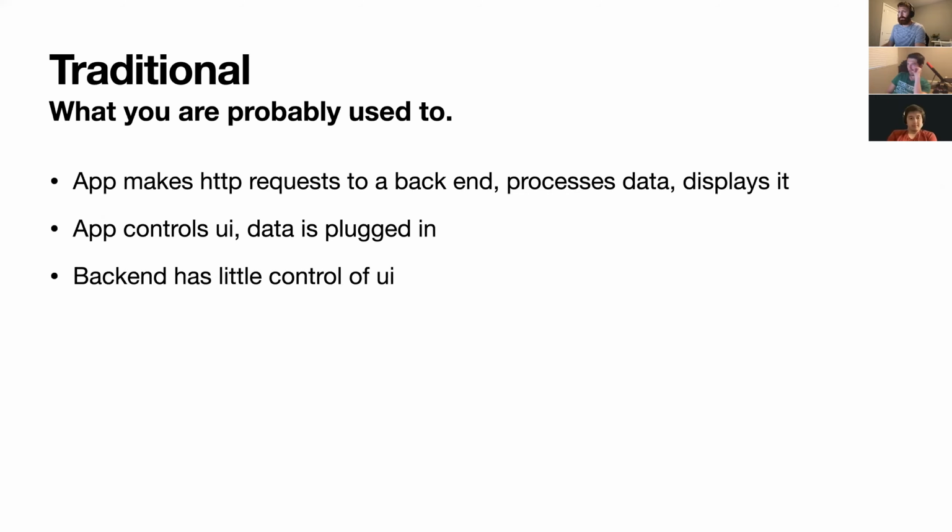So traditional apps with client server is probably what most people are used to doing. The app makes an HTTP request to a backend. It processes that data and displays it in like a predefined UI, in the case of Android, like an XML layout or something like that. So the app entirely controls the UI. The backend just gives the app data to plug into that UI. The backend has pretty little control over the UI outside of what data is being plugged into that predefined UI.